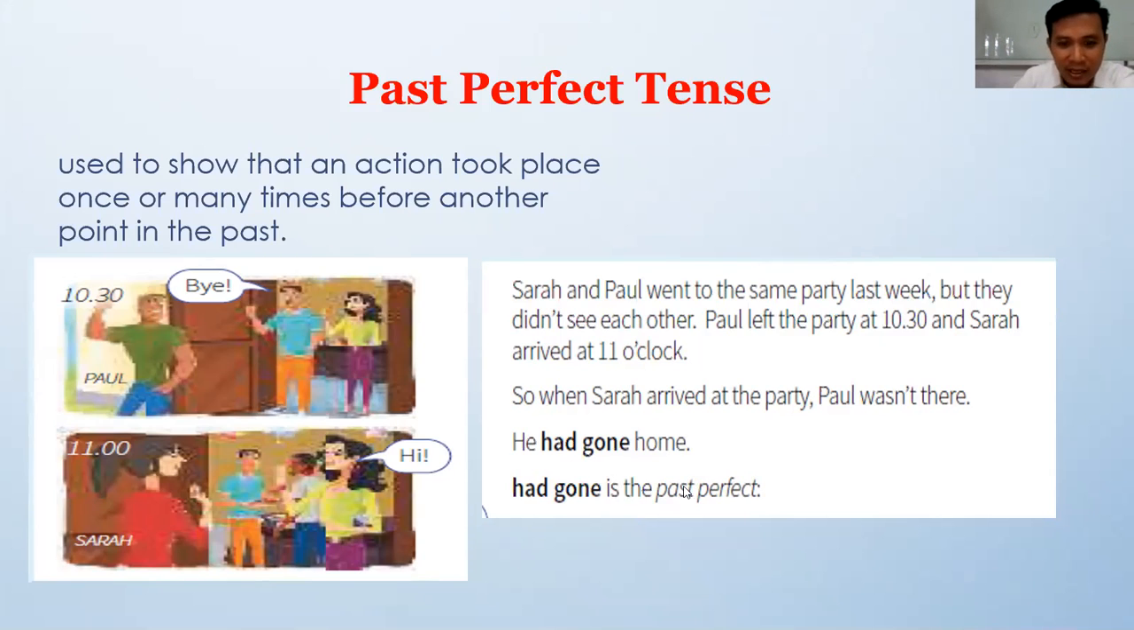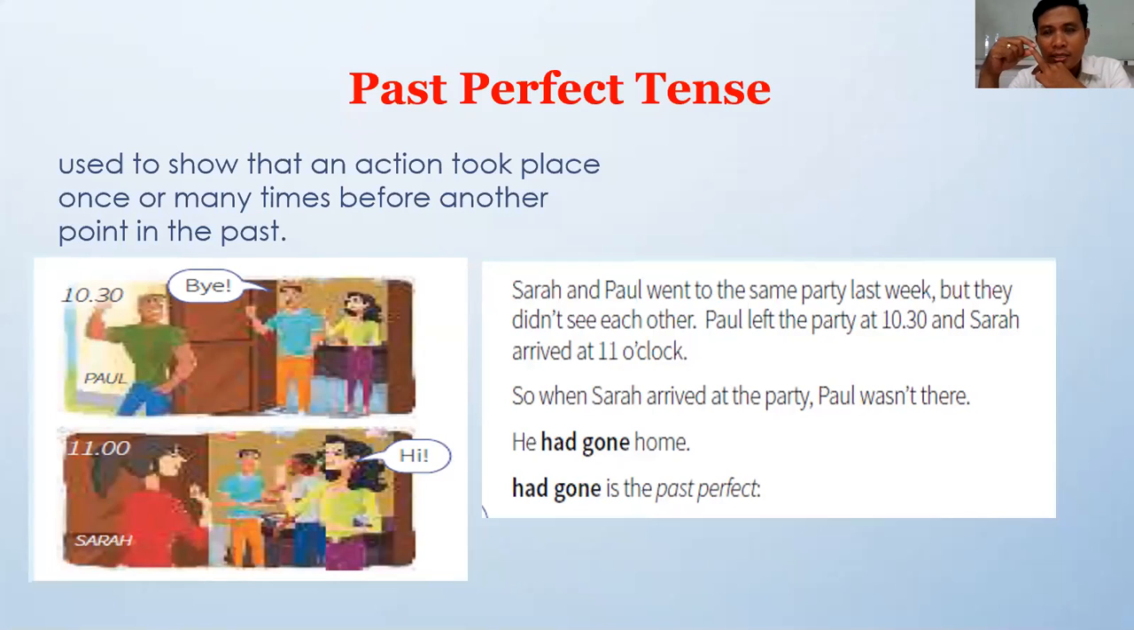So please try to remember the pattern here, or the form. This one is subject and had, and I forgot to put had here. And then after had, you use verb 3, also called the past participle. Gone here is verb 3. Go, went, gone. So we use the third verb, gone.